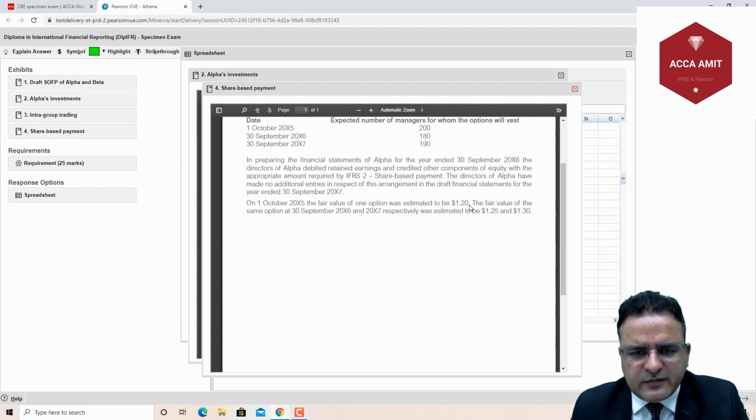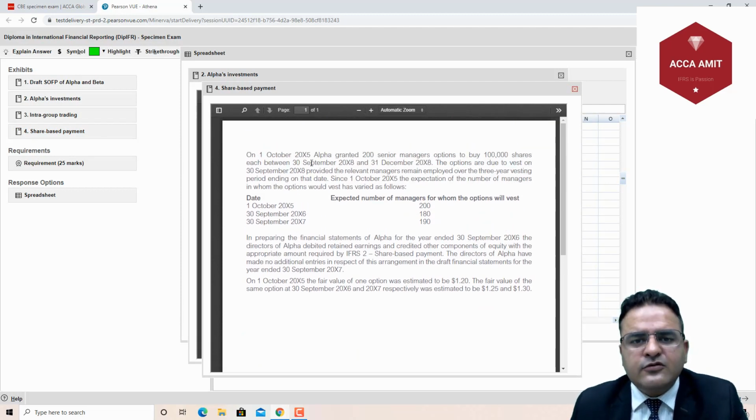Now when you look at this information of share-based payments, we get to know that on 1st October 20X5, Alpha granted 200 senior managers options to buy 100,000 shares each between 30th September 2008 and 31st December 2008. So this is after 3 years. The options are due to vest on 30th September 2008, provided the relevant managers remain employed over the 3-year vesting period. On 1st October, the expectation was 200. On 30th September 2006, they turned out to be 180. On 30th September 2007, the expectation is 190. So this is to be spread over 2006, 2007, 2008, a 3-year period.